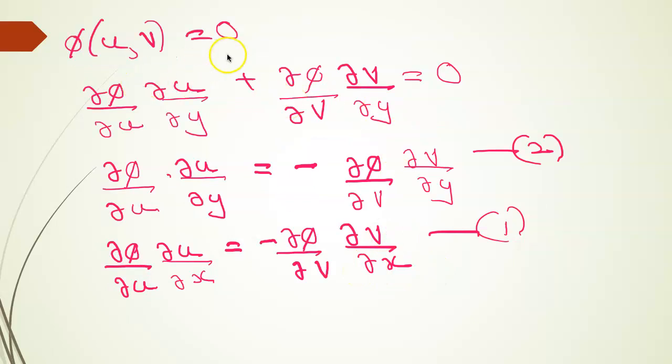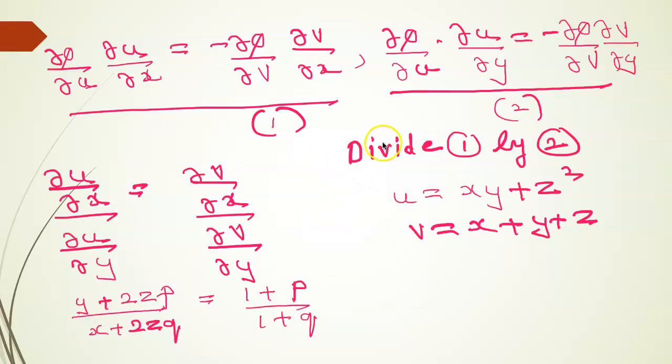Now phi u v equal to 0. Again, we have del phi by del u into del u by del y plus del phi by del v into del v by del y equal to 0. This is the second equation in the chain rule. So I have del phi by del u into del u by del y is minus del phi by del v into del v by del y. So these are our two equations which we got. So we divide 1 by 2.